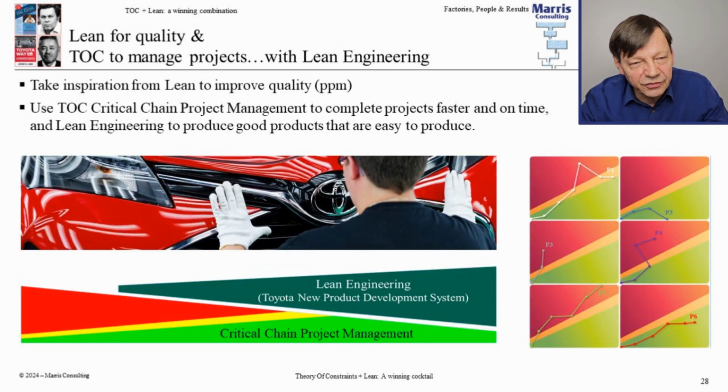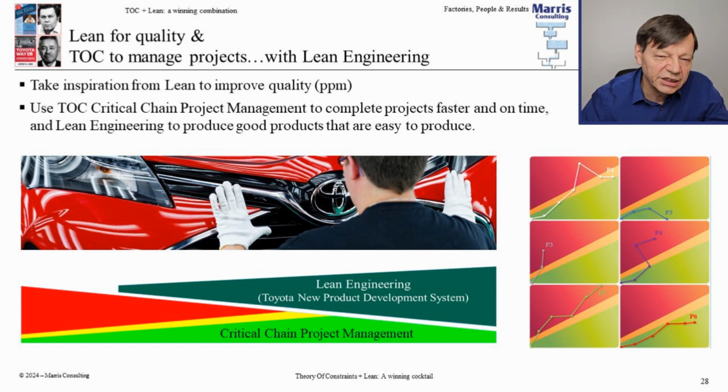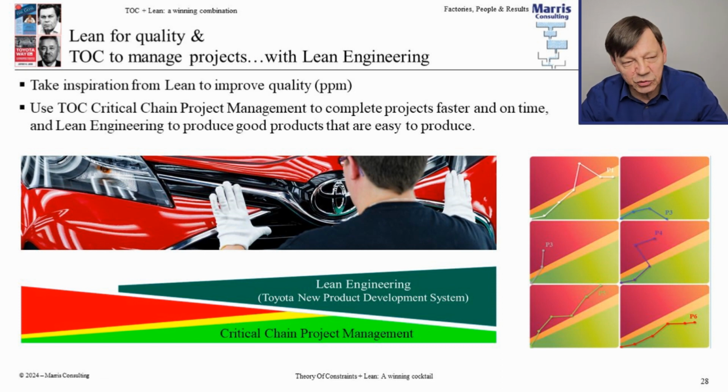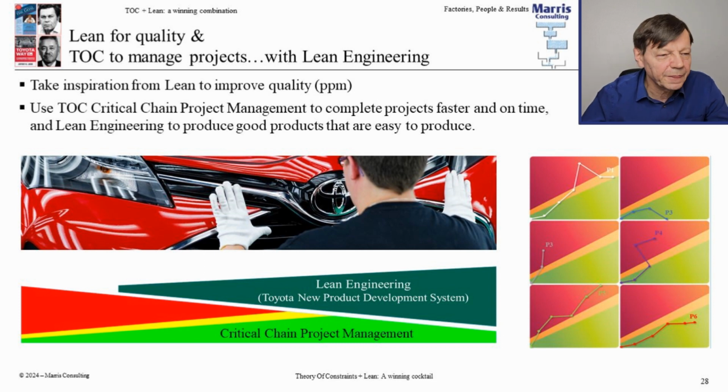In the cocktail of TOC plus lean, I would heavily recommend that you look at critical chain project management because that enables you to do your projects faster and on time, and combine it with lean engineering, which will make sure that the products you develop, if you're in product development, are better products, easy to produce, go through the factory easily, and so forth. Okay. Thinking.